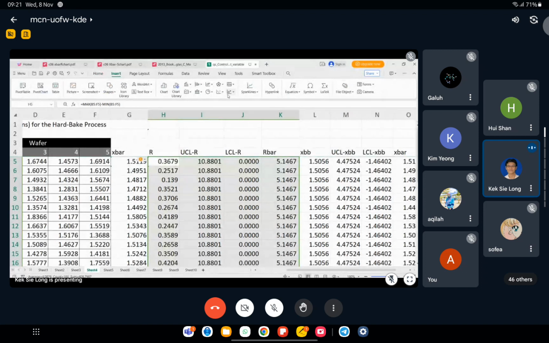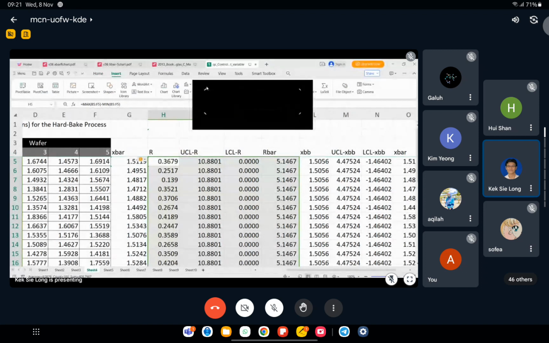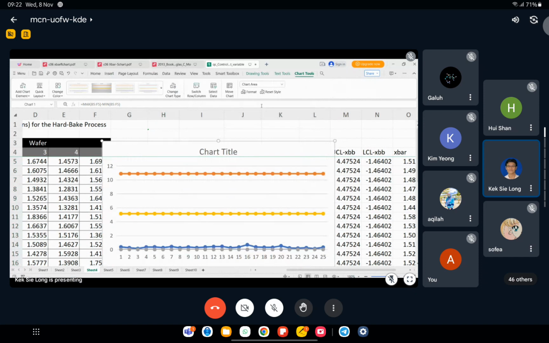Go to insert, choose this one, 2D line. If you don't want to have a point on the line, you can choose the first 3. If you want to see the point on the line, you can choose the last 3. So here I want to choose the first one.